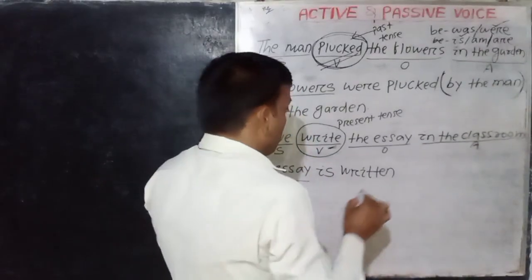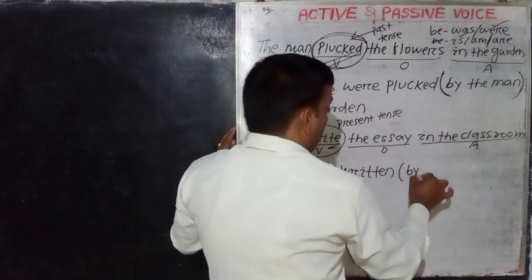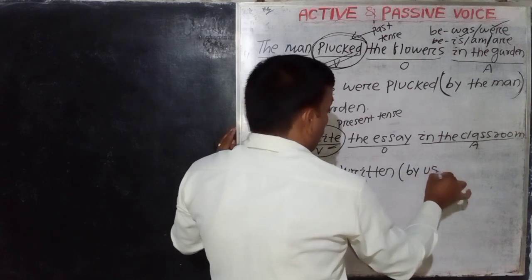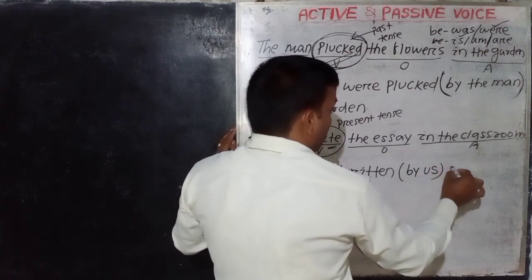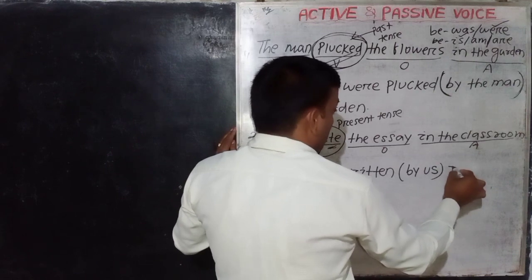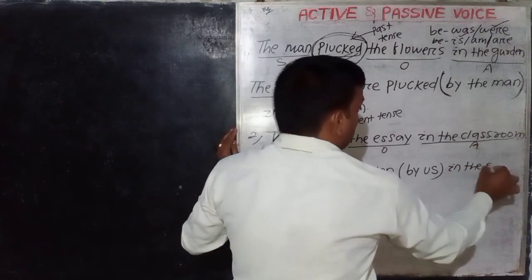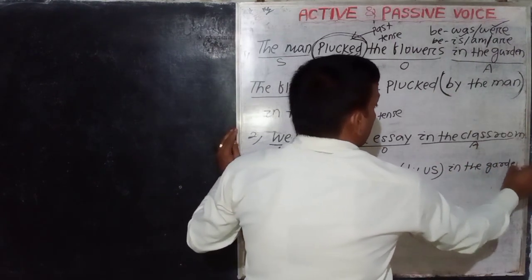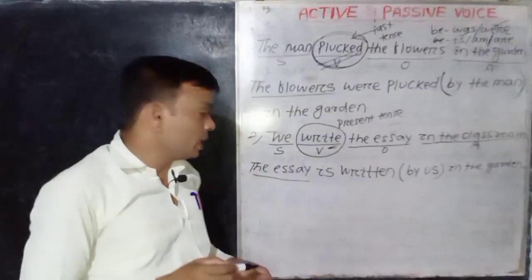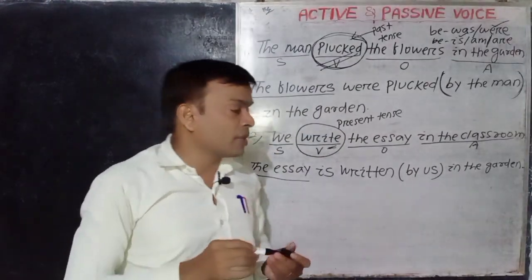Clear? Then by plus agent, by we, that is called us. Clear? And then write the adjunct. That is in the garden. So the essay is written by us in the garden.